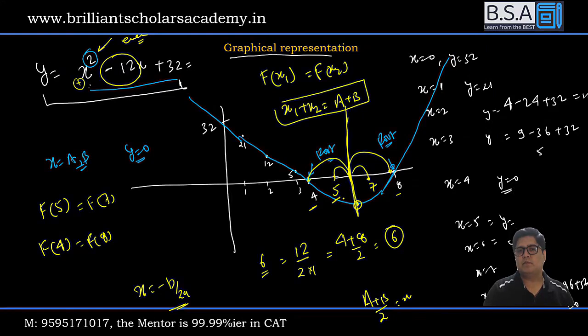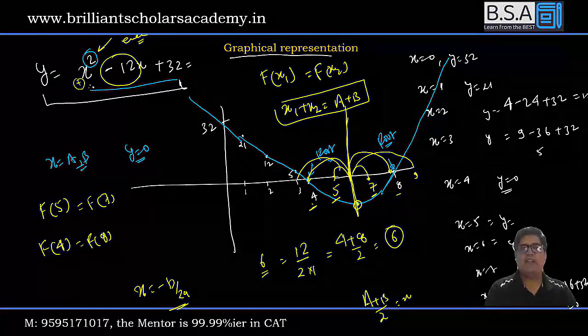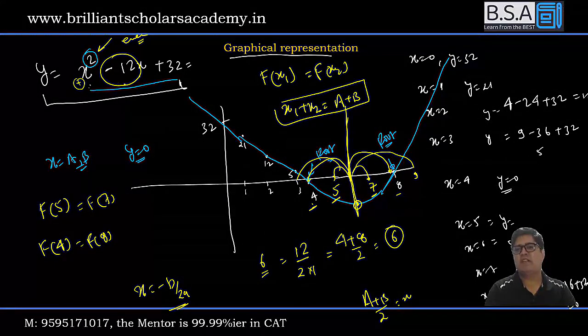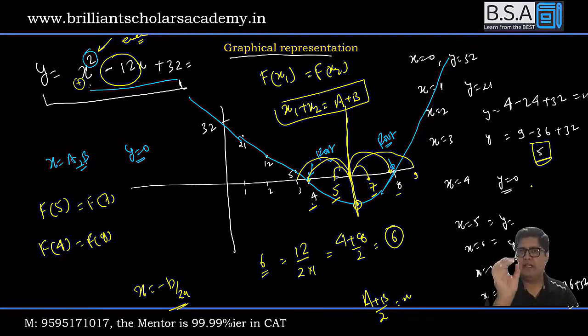What is 5 and 7? Addition of roots, 12. What is 4 and 8? Addition of roots, 12. What is 3 and 9? Addition of roots, 12. You put 3 in this, you notice that the value is 5. When you put 9 in this, you will again have the value 5. So an even degree graph is always symmetric from the mid of the root points.